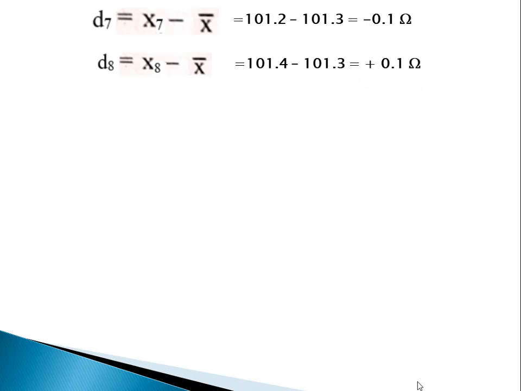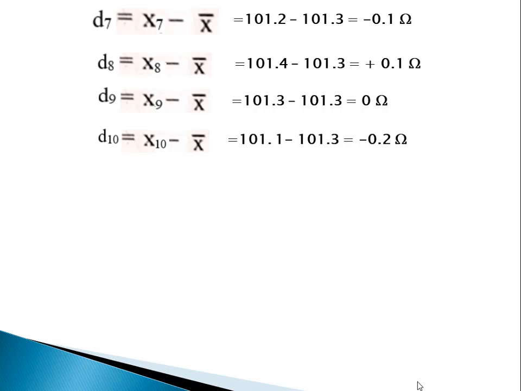Similarly, d7 is equal to x7 minus x bar, and the value of d7 is minus 0.1 ohm. d8 is equal to x8 minus x bar, so after substitution d8 becomes plus 0.1 ohm. d9 is equal to x9 minus x bar, so d9 is equal to 0 ohm. And the last value, d10, is equal to x10 minus x bar. After substitution, d10 becomes minus 0.2 ohm. This is how we can find the deviation from mean.